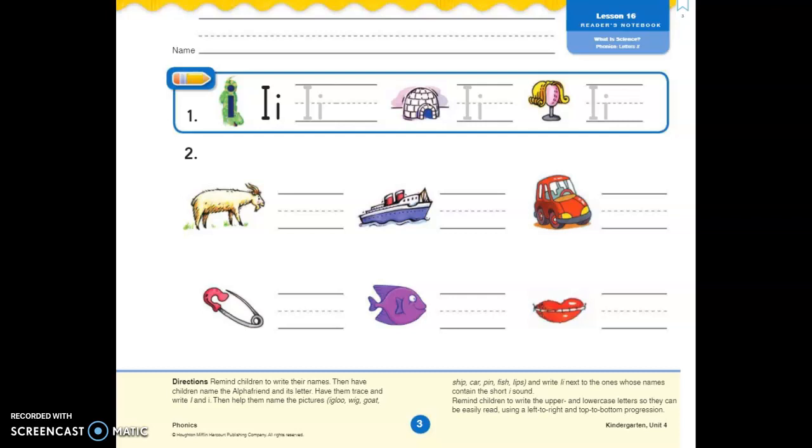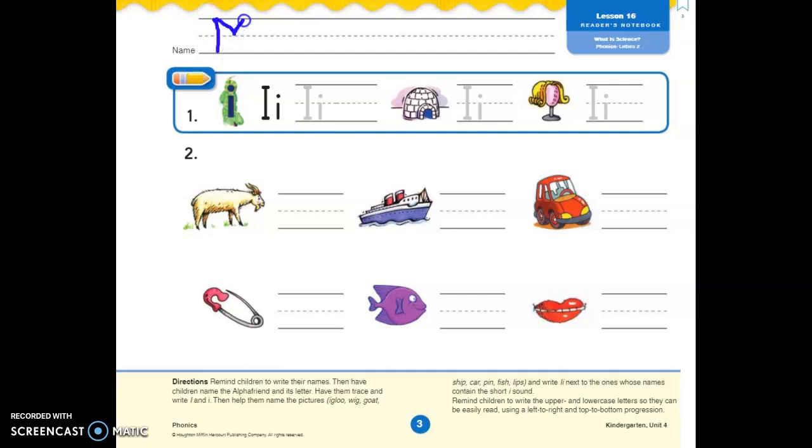All right, kindergarten, we are in our reader's notebook on page 3, and we're going to do 2 pages today. So we're going to work on page 3 and 4. Once you're open to page 3, write your name at the top, as always. I'm going to get my pen, and I will write a little bit of my name at the top.